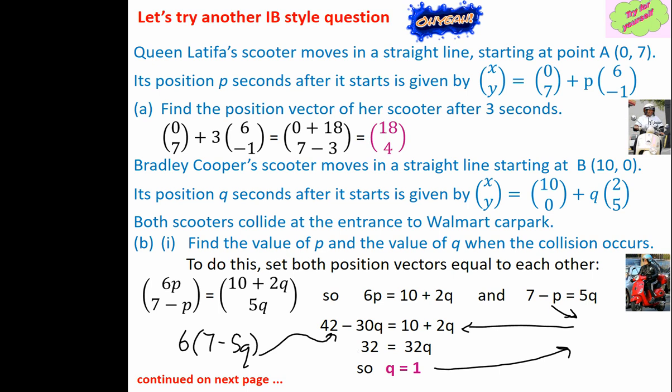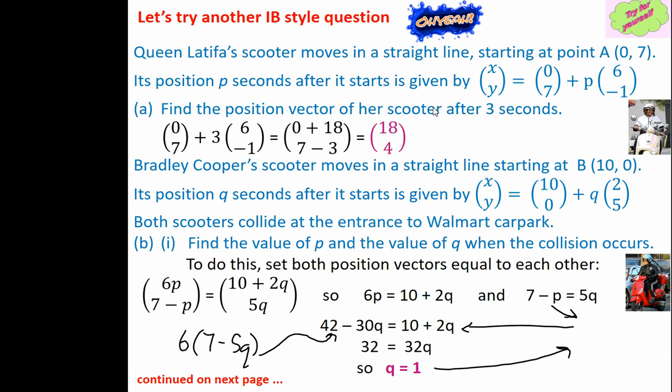Now let's try one more IB style question. Queen Latifah's scooter moves in a straight line starting at point A, (0, 7). So we've got our initial point, which will be used in the vector equation later on. Its position P after T seconds, so instead of T we're going to have P, is given by the vector equation. Here's its initial point, (0, 7), plus P times the velocity vector.